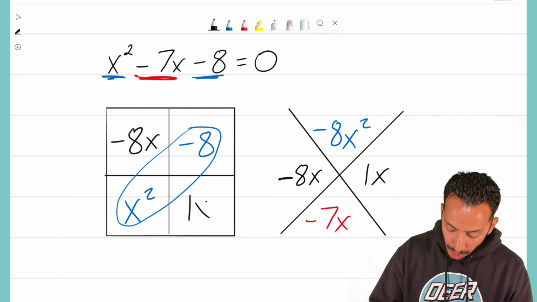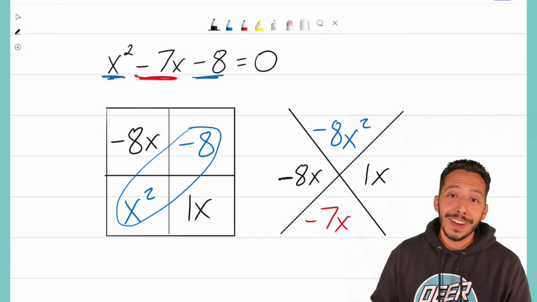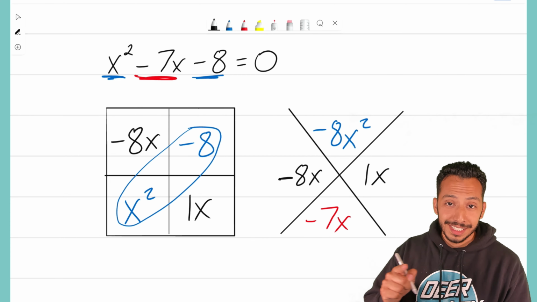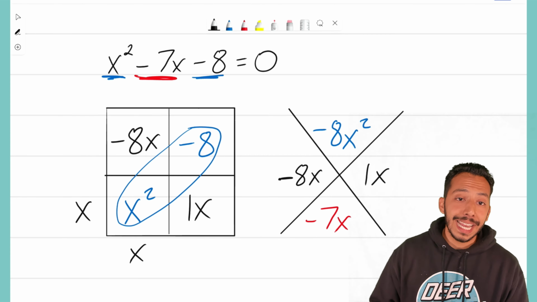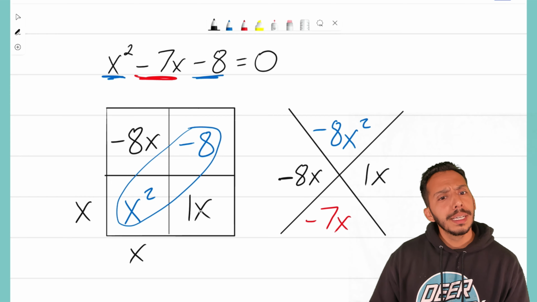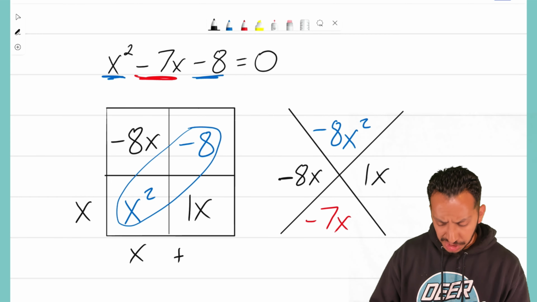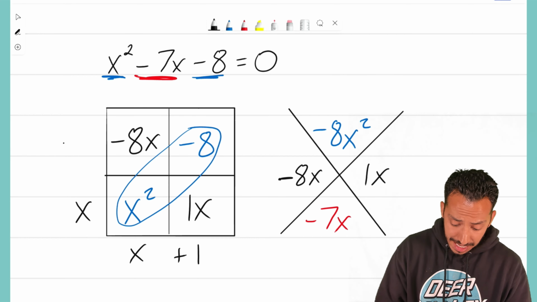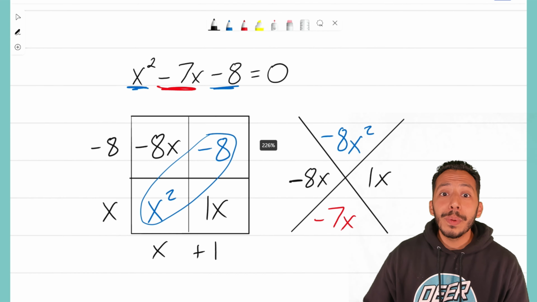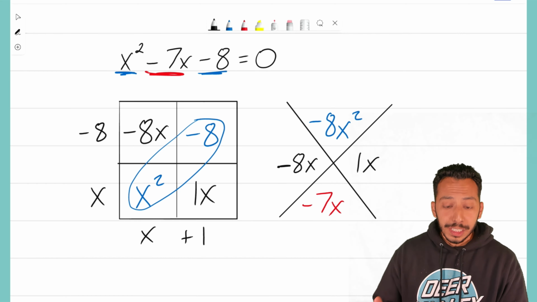Negative 8x, 1x. And now we just got to find the dimensions of that box there. Okay, let's get the dimensions. What makes x squared? Well, that is x and x. X times what gives you 1x? I think that's just plus 1. X times what gives you negative 8x? That's just negative 8. So now we've successfully factored this quadratic.